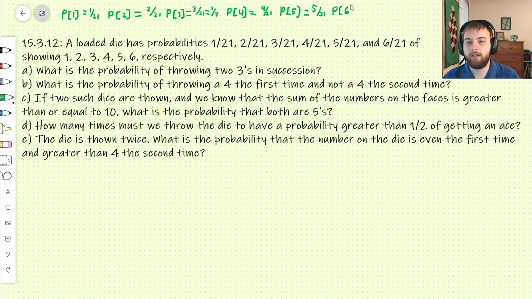I'm just writing it in an easier form here so that we can refer back to it easier for the other parts of the problem. Now this is equal to 2/7, by the way.